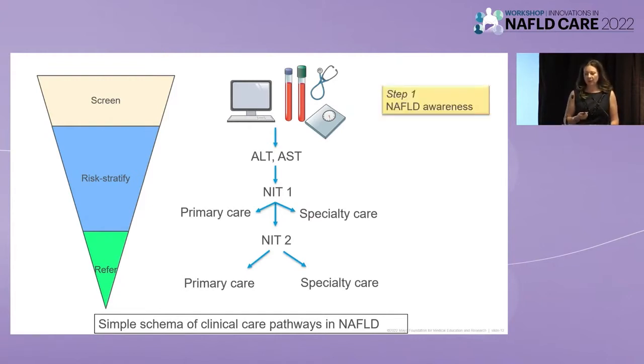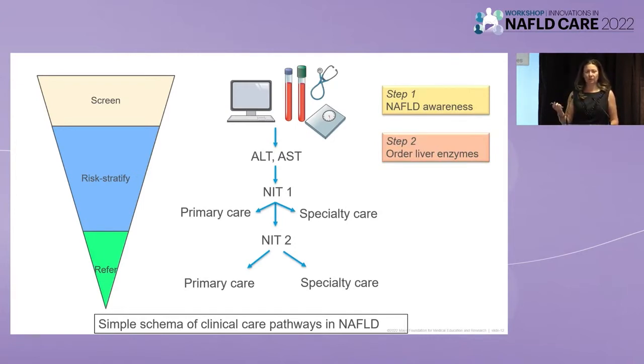So step one, it takes NAFLD awareness. We need primary care physicians and our partners to integrate their clinical data, blood-based biomarkers, body composition measures, health history, and all the other things to recognize that a patient is indeed at risk for NAFLD. Then they need to make the decision to order liver enzymes.